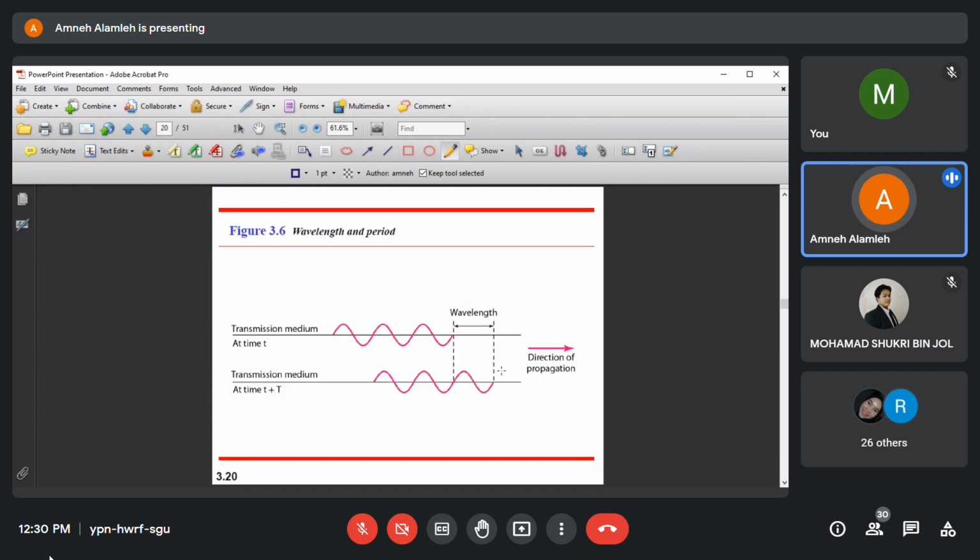Another concept or feature of the wave is the wavelength. The wavelength in the transmission medium at time t. We can say this is a wavelength. From one peak to another peak, it is a wavelength. And this is the direction of the propagation of the wave. So it's one cycle in the time period.